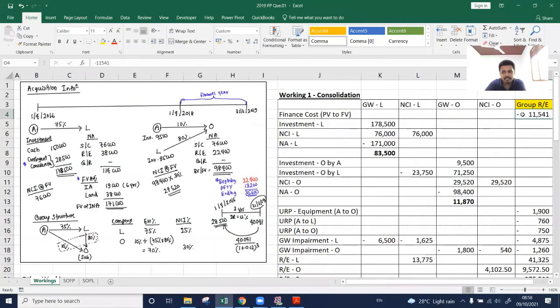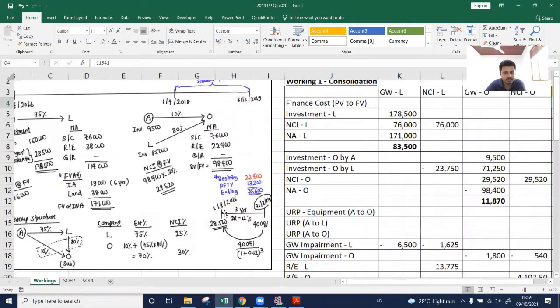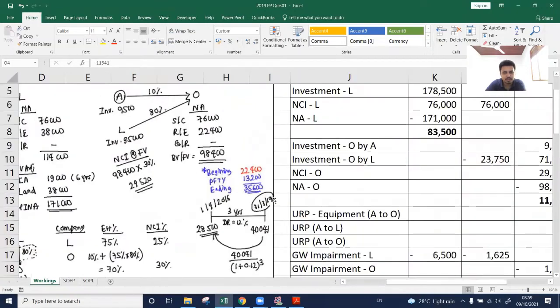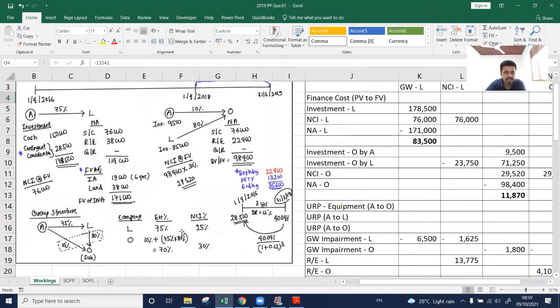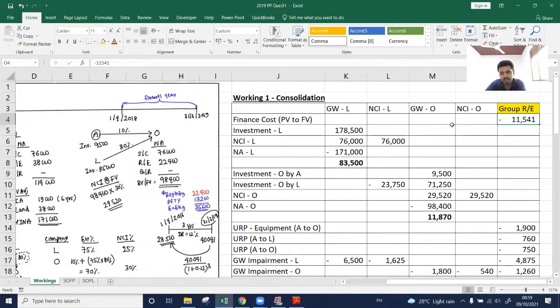Right. This amount belongs to how many years? This reflects the period from 1st of April 2016 to 31st March 2019. It means for 3 years. So we need to find the amount that is relevant for our current financial year. This 11,541 is the finance cost relevant to all three years, so we need to find the finance cost relevant to our current financial year.